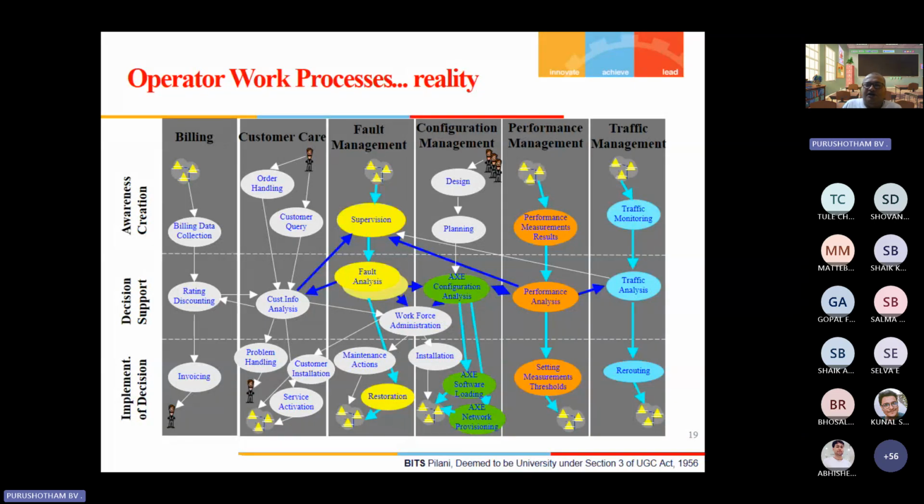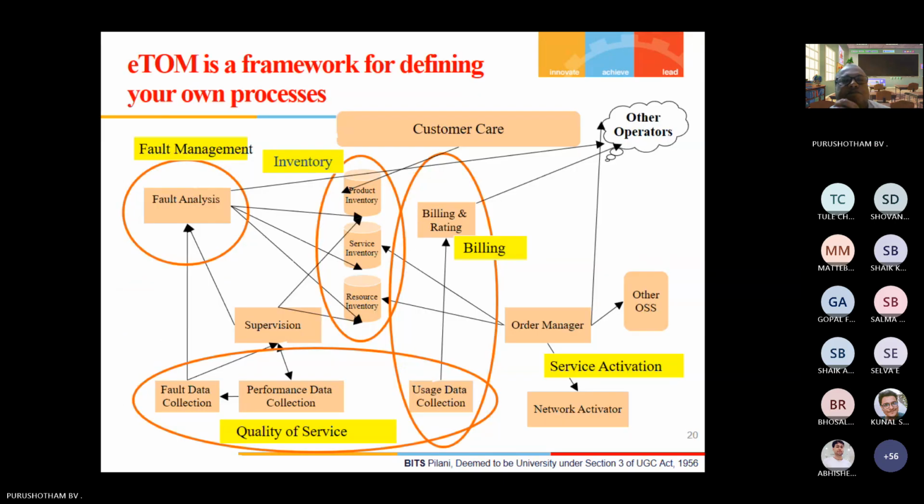Performance management basically measures the results and analyzes the performance, whether it is good, bad, etc. Then setting the measurement threshold is important. You have been promised some parameters, and those parameters need to be fulfilled. Traffic management is traffic monitoring, traffic analysis, and rerouting of the entire thing. So in the other view, fault management, inventory, quality of service, billing, and service activation are the major processes.